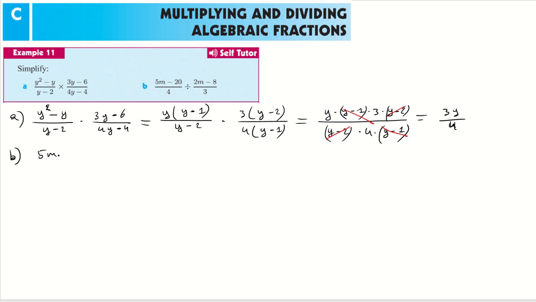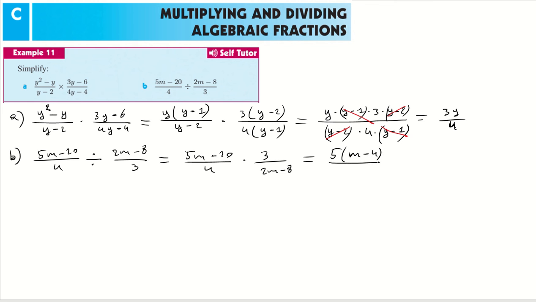Okay. And then part B, we have 5m minus 20 over 4 divided by 2m minus 8 over 3. So we divide by 2m minus 8 over 3. That is the same as multiplying by 3 over 2m minus 8. Let's try to factorize. I have 5m minus 20. I can take the 5 out. If I take the 5 out, m minus 4 is left.